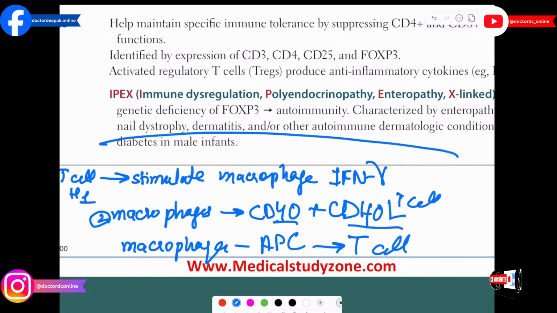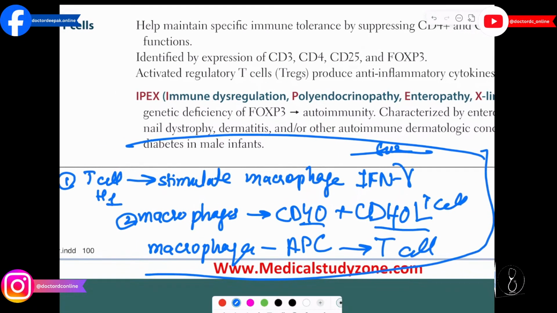This is all the thing. It's a summary of that paragraph: how the T cell and macrophages are going to interact. The T cell is going to stimulate macrophages by interferon gamma, and macrophage and T cell interaction is also done by CD40 and CD40 ligand, and macrophages also act as antigen presenting cells and activate T cells.